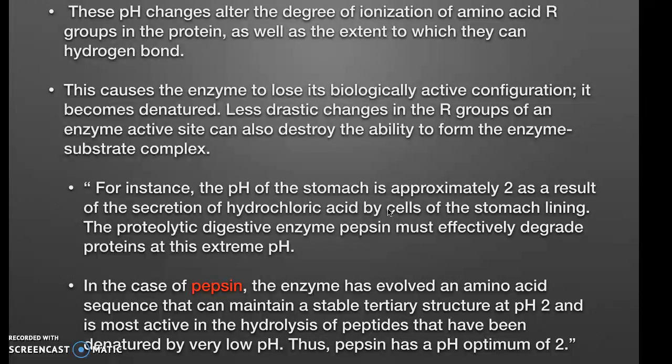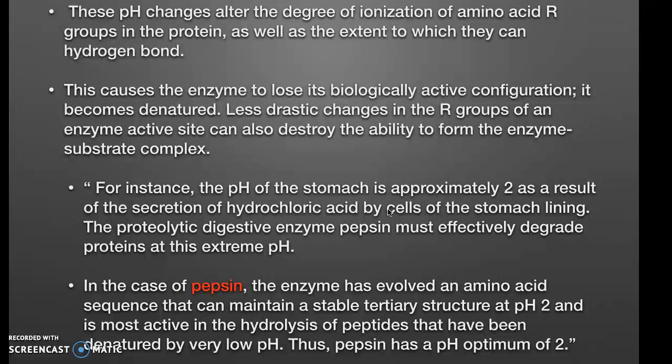When something a little less drastic is going to happen and denaturation isn't going on, but still big changes are happening, changes in the R group of an enzyme active site can also destroy the ability to form the enzyme substrate complex. So for an example here, we have a quote. I've separated the paragraph into 2 bullets to make it a little bit easier on the eyes.